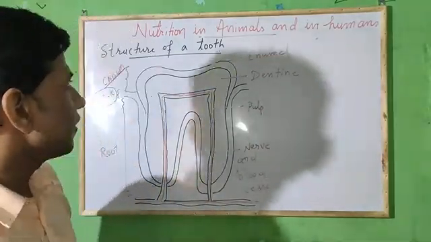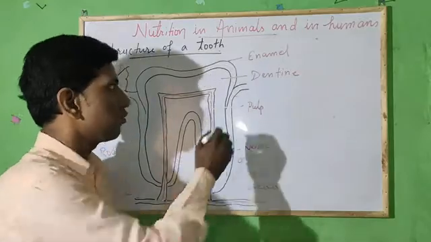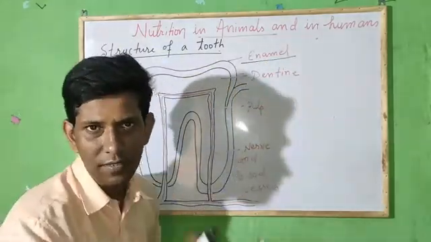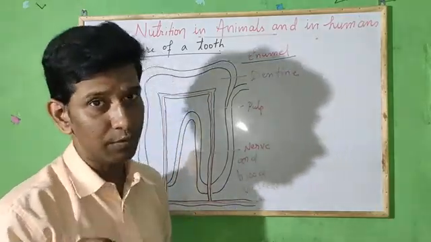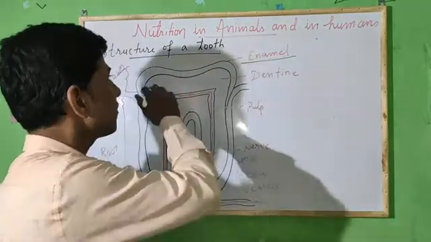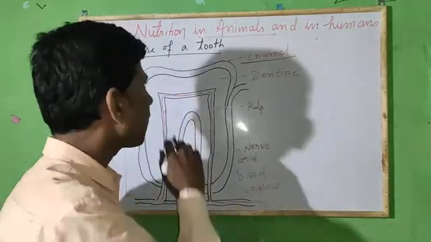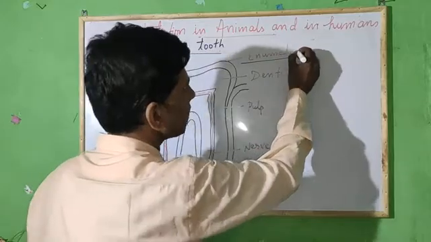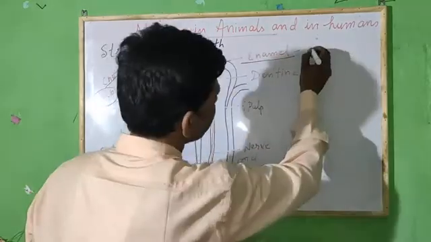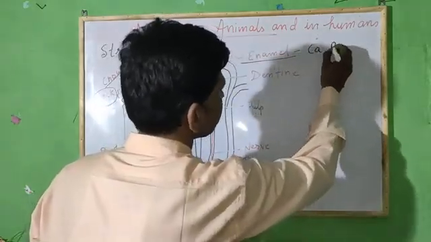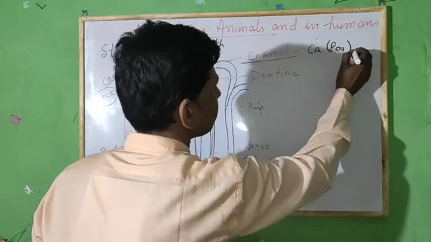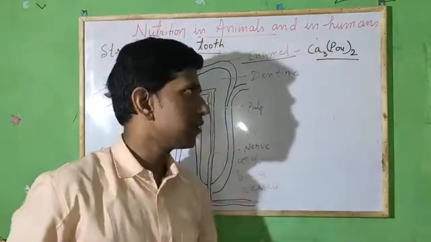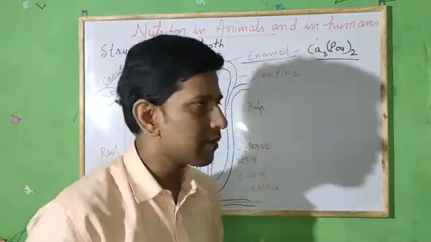You can see, dear children, the other parts of our tooth. First, the enamel. Enamel is the hardest substance of our body, harder than bone. It is present on the upper layer of the crown. Clear? And enamel is actually like a calcium salt. The chemical formula of enamel is calcium phosphate, a very hard substance.